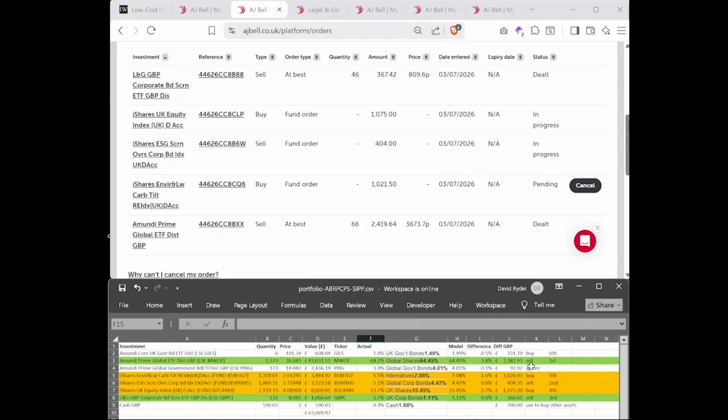What are we left with? We ignore that. So I need to buy £330 worth of UK government bonds. I think I'm going to have too much cash left over, so I might have to come back and just buy a few more bits and bobs.